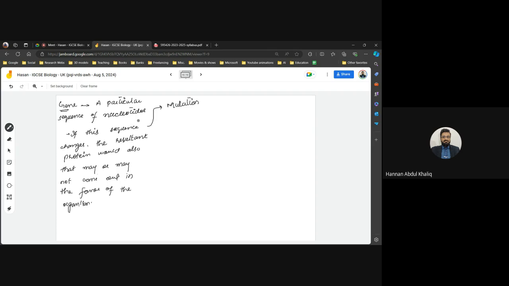Sometimes the DNA is like this: A, G, C, T, T, C, G, A. Now, if a change appears, and instead of the original, normal DNA, it changes into AGCA instead of AGCT, this would be considered as a mutant DNA.